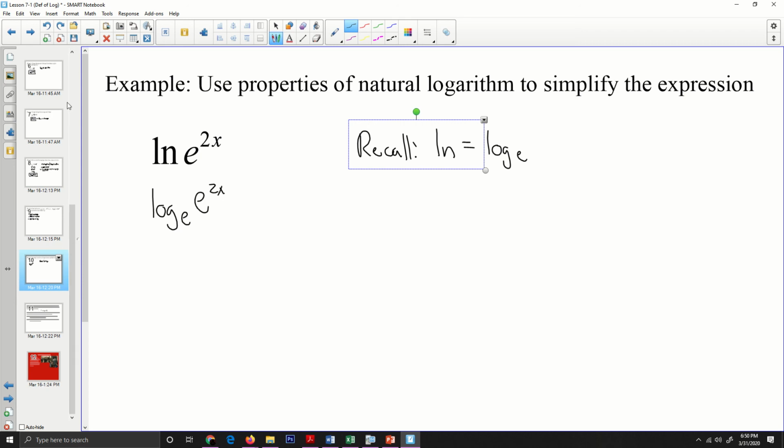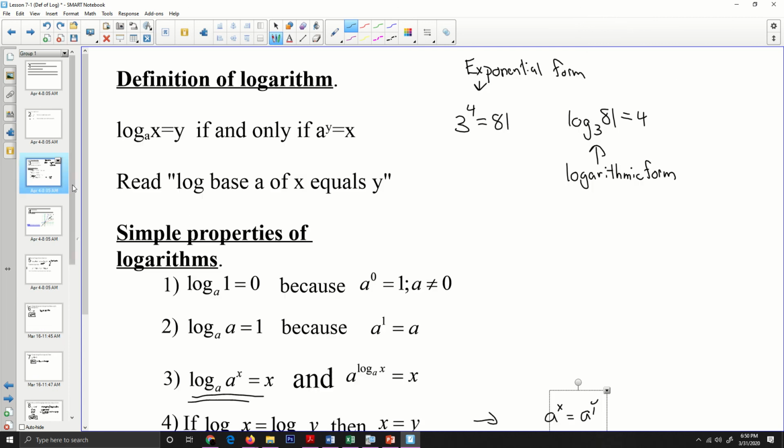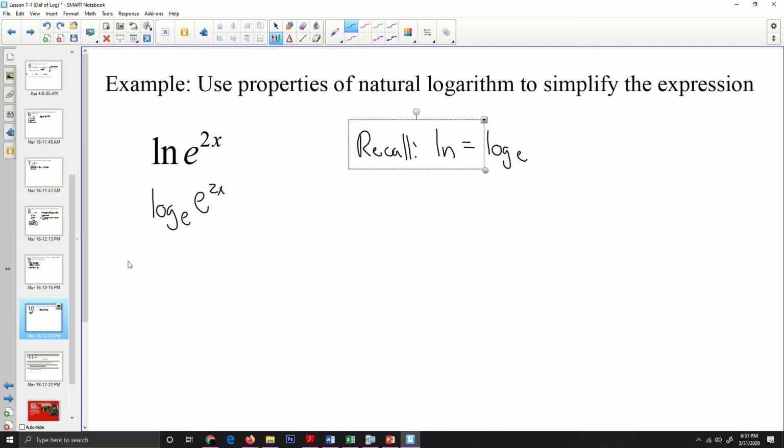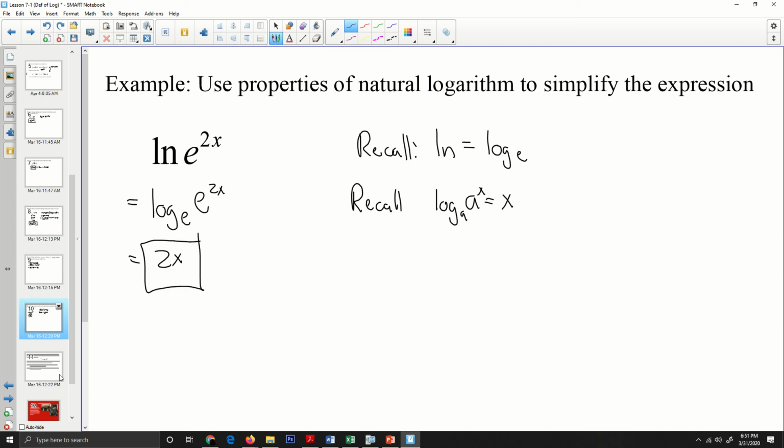And now we're going to have an instance of this property that I said was important. Remember, log base a of that same number, so if these two numbers are the same, it's equal to just that exponential value. And that is very, very powerful and very important for the future. So also recall that log base a of a to the x is equal to x. So we can say that log base e of e to the 2x is just 2x. And that is very powerful.